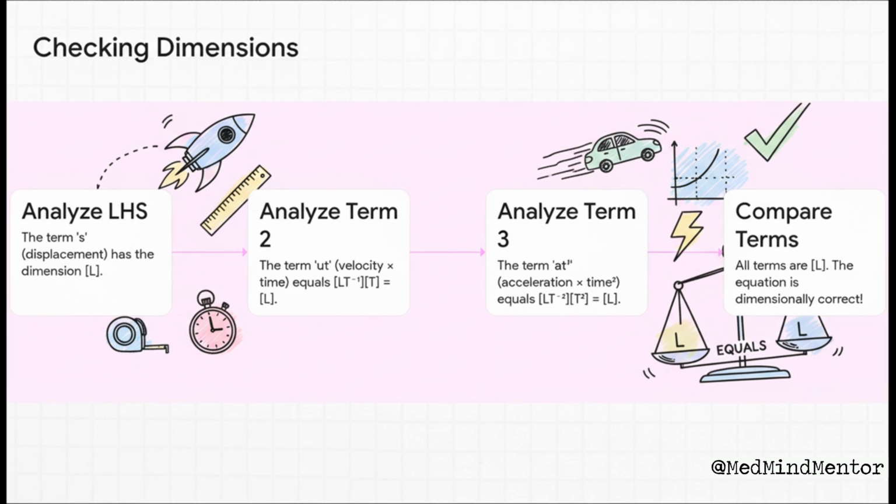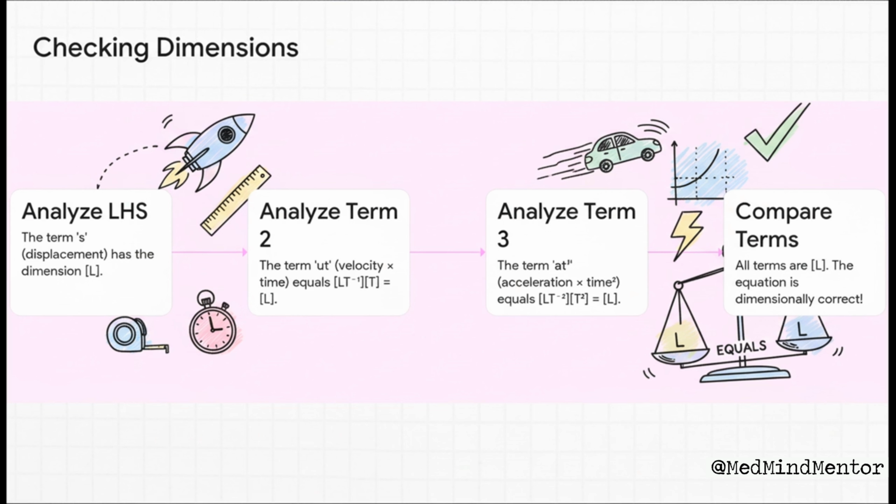Now for the last piece, half AT squared. First things first, that number half, it's just a constant. It has no dimensions, so we can totally ignore it. Then we have acceleration, A, which is LT to the minus 2, multiplied by time squared, T squared. And look at that. The T to the minus 2 and the T squared cancel out, and we're left with, you guessed it, L.